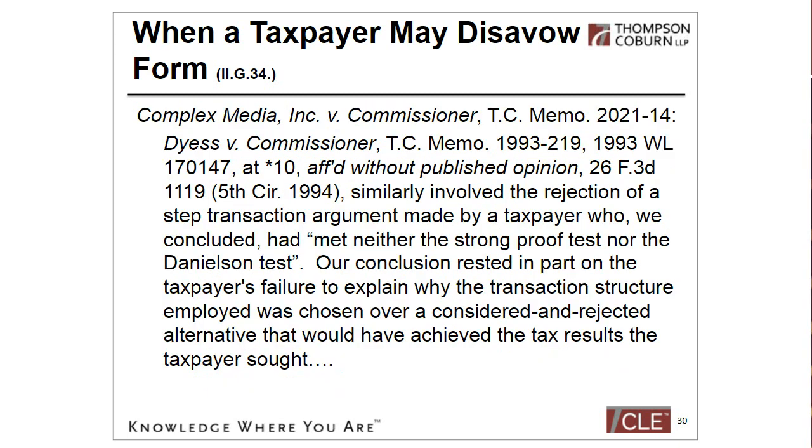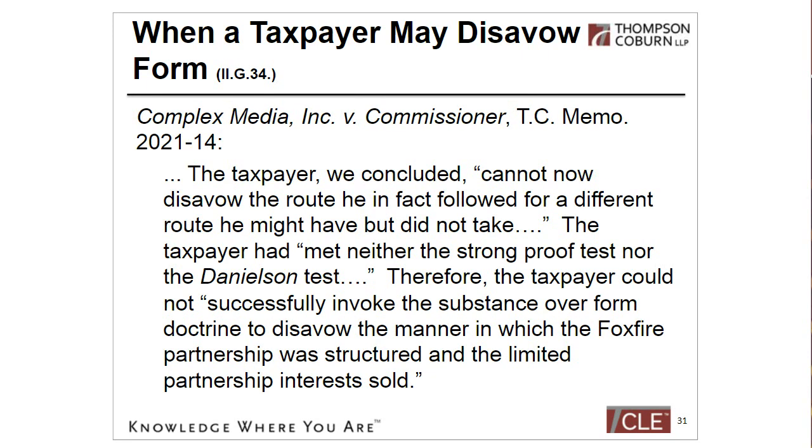On slide 30, again, in this particular case, the taxpayer wanted a step transaction, but they didn't meet the strong proof test. And they said in particular, look, you even thought about the substance here. You chose not to structure it that way. Because you affirmatively chose not to structure it that way, we won't let you later on choose to report it the way that you rejected as a form.